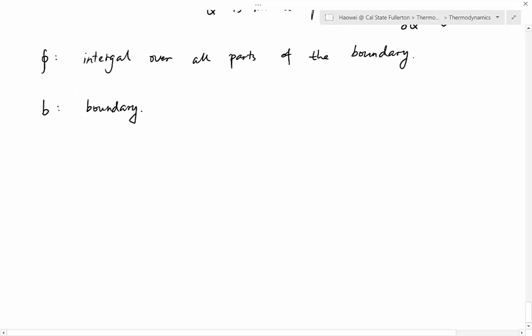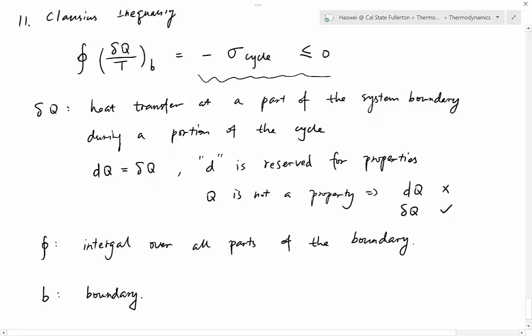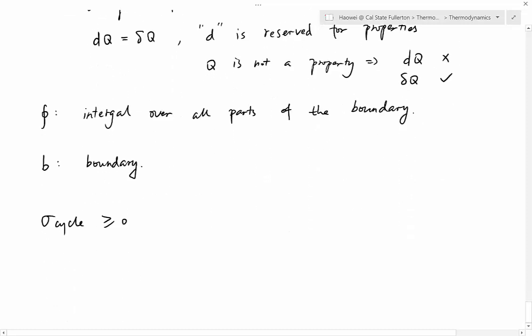What is sigma? Sigma cycle must be greater than or equal to 0. This is what Clausius inequality tells us, because negative sigma must be less than or equal to 0, so positive sigma must be greater than or equal to 0. You can think of sigma as getting older, the direction of your aging process. If your sigma cycle is equal to 0, that means what? You do not get older or you do not get younger. This is reversible.